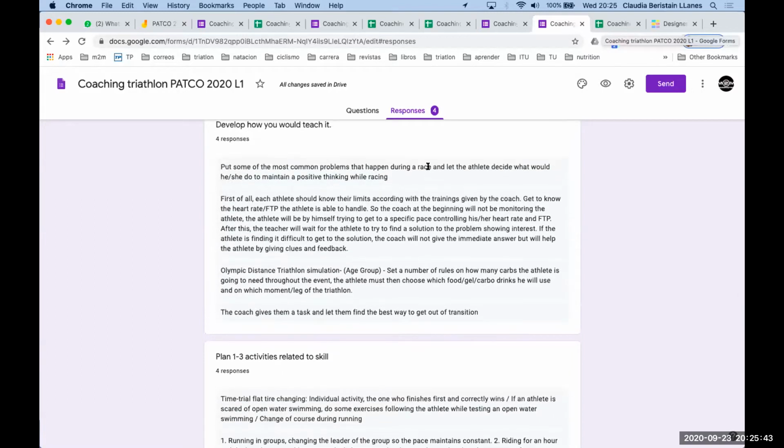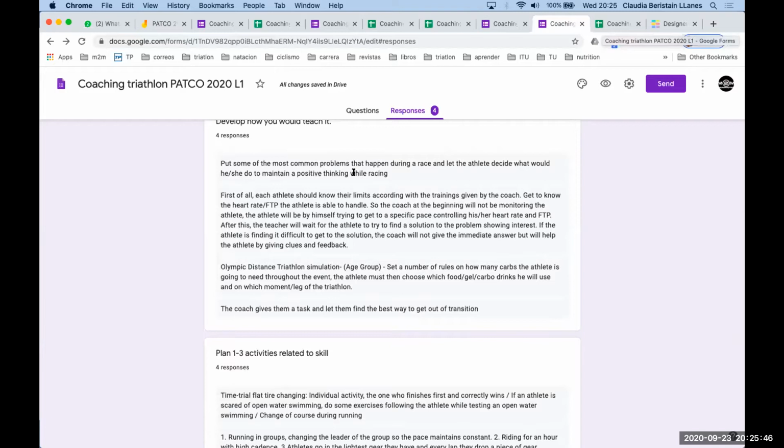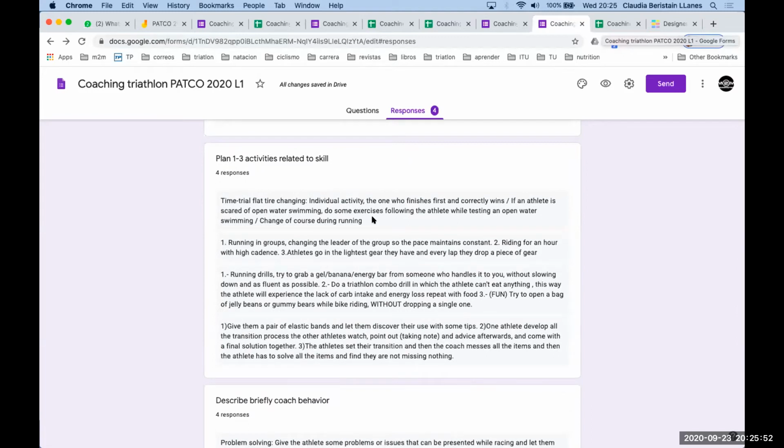Which one are you? Number 3. Okay, do you know which of these answers you are? Put some common problems. Okay, this is the one. Time trial, flat tire, this one is yours. Yes. Okay. So the activities related to that skill, we selected 3 different problems. One would be having a flat tire during a race. Then the second one would be having a fear while swimming in open water. And the last one is a change of course while racing.